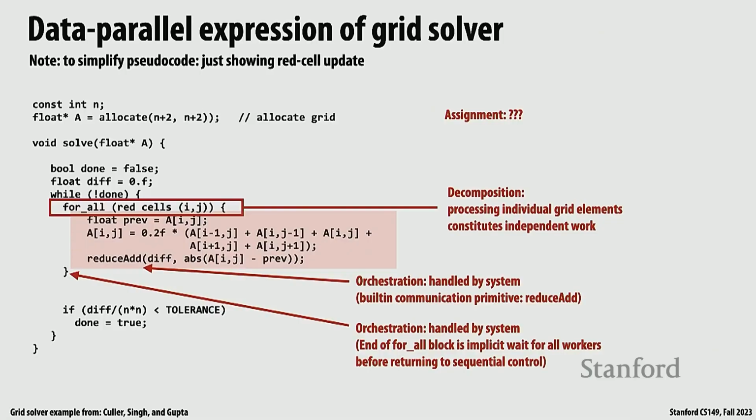I just have a program that runs sequentially, logically, but here instead of a regular for loop, I just wrote it as a for all red cells, independently, please do your red cell update, and then using some helper function, which we magically have available to us, please go ahead and compute the amount of update that this iteration did. Please accumulate it into this global variable diff. Does that make sense?